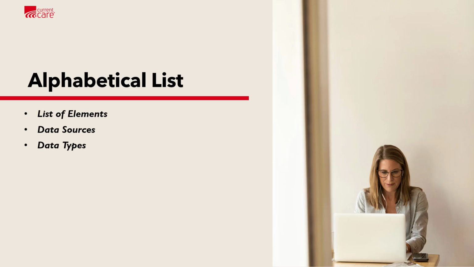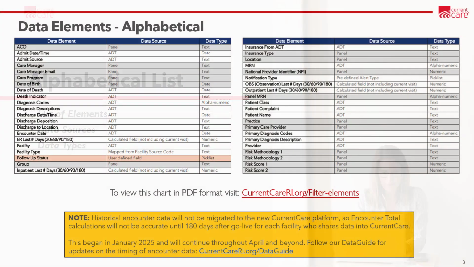We'll start with an alphabetical list that includes data source and data type. These data elements are available for viewing, filtering, or exporting. You can easily access this chart for your reference by visiting the link shown on the screen. We will explain the data source and data type columns on the next slide.